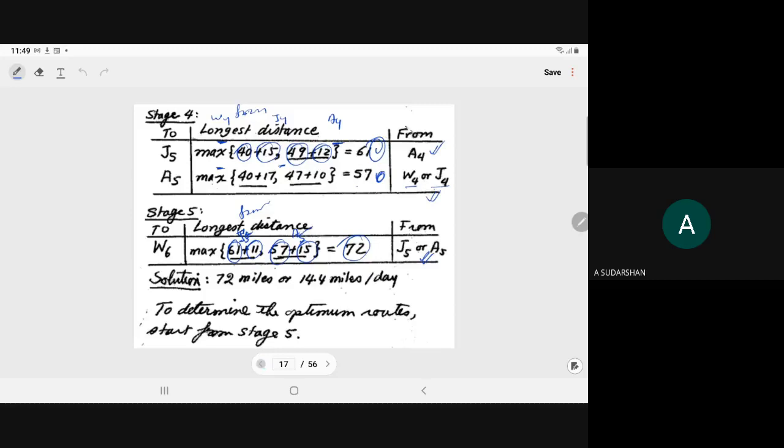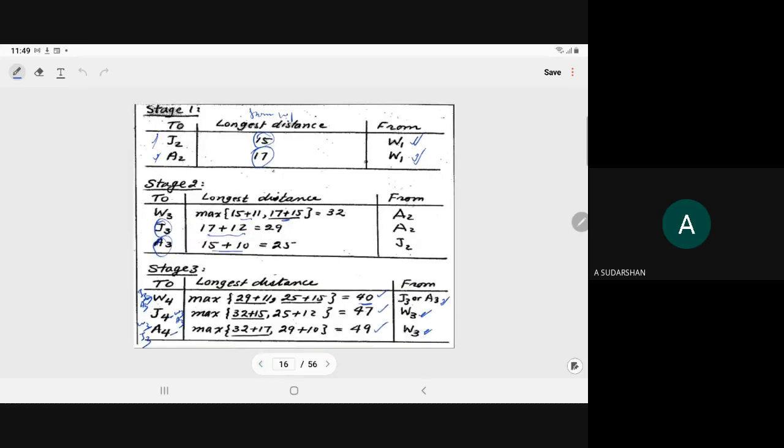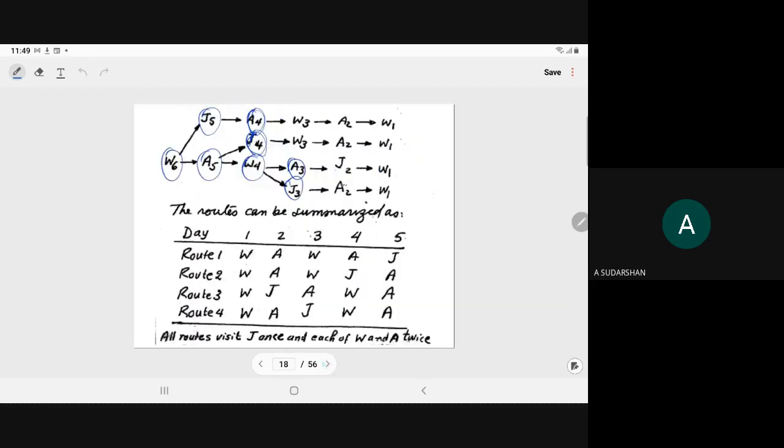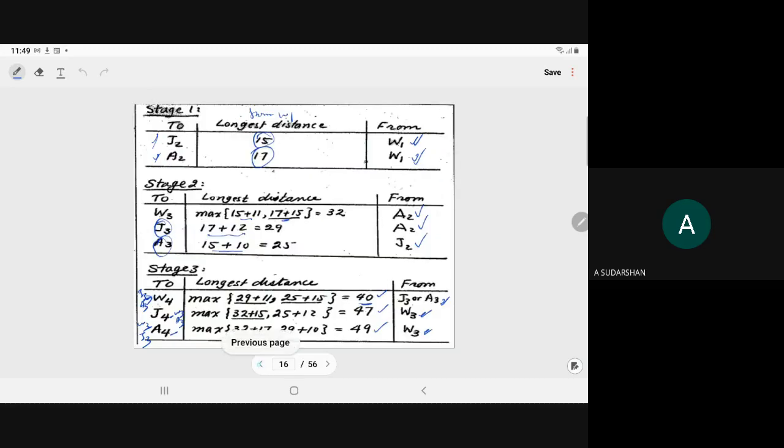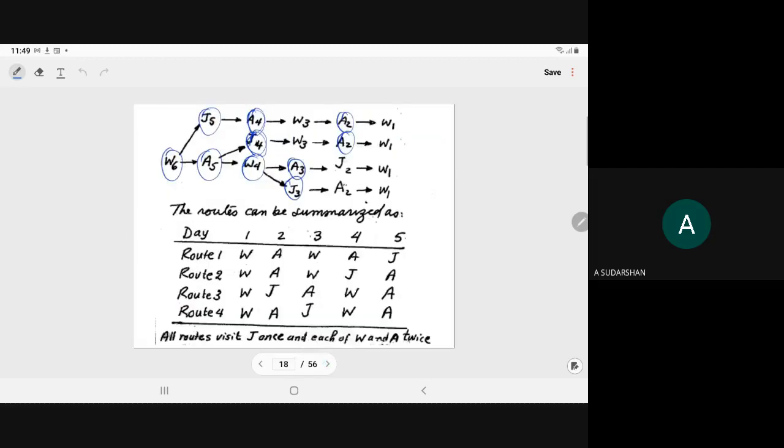Then for W3, optimal is A2, for J3 optimal is A2, and for A3 optimal is A2. So on the second day, optimal is A2. Achha, for A3, optimal is J2, right? So here it is J2, then A2, and on day first we know that all are at Washington 1.